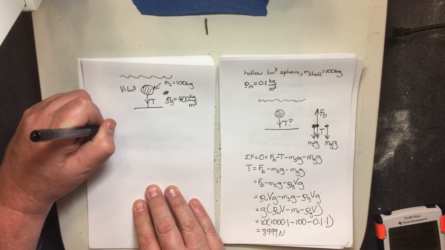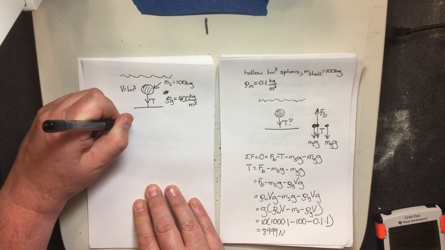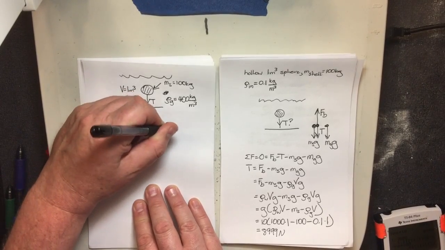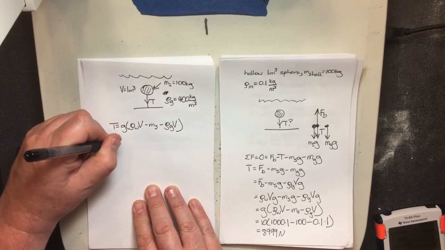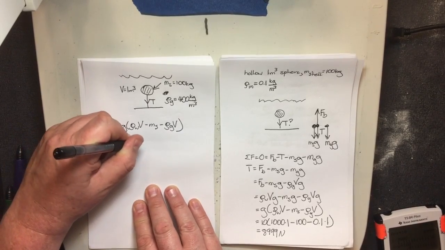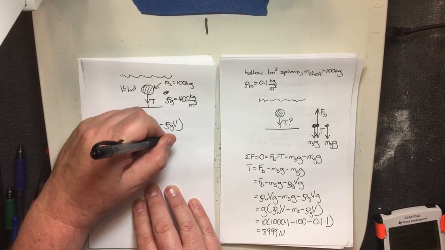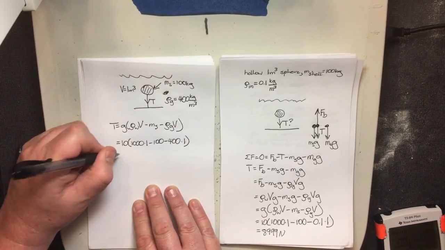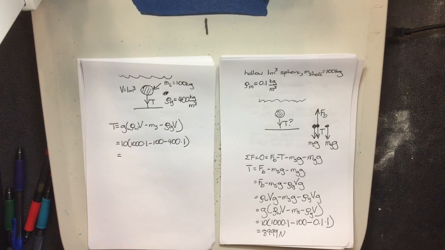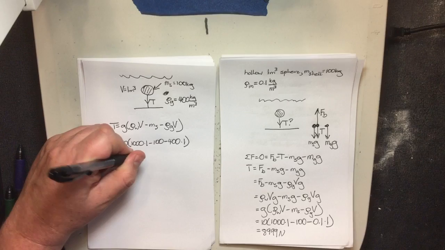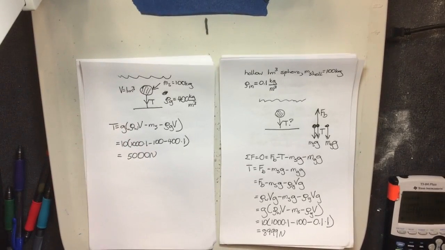So we end up with the tension equaling gravity, rho water V minus ms minus rho GV. This becomes 10, 1,000 times 1 minus 100 minus 400 times 1, which now makes it 5,000 newtons. That is appreciably different than 9,000.